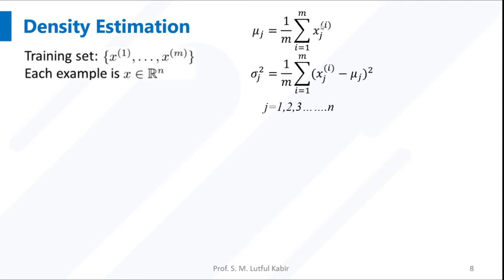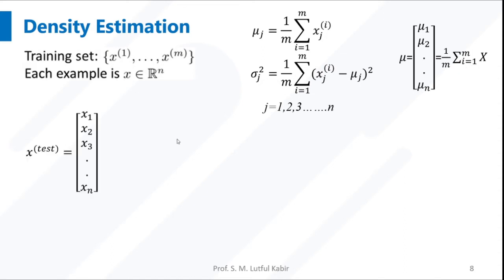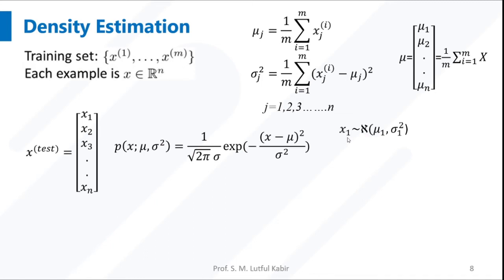You can implement this equation by vector implementation. For example, mu, which consists of mu1 up to mun, can be calculated by this matrix equation. So if you have test data, X test, where the features are x1 up to xn, then you have to calculate the probability for each and every feature. For example, you calculate the normal distribution of x1 with respect to mu1 and sigma1 square, which we have calculated from that formula.